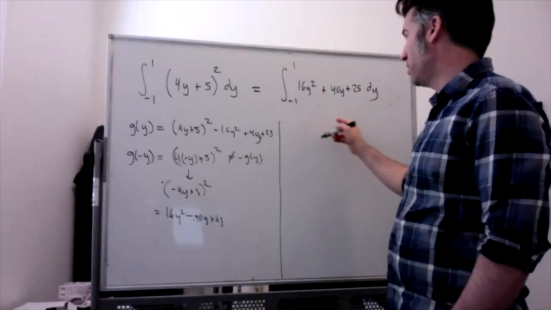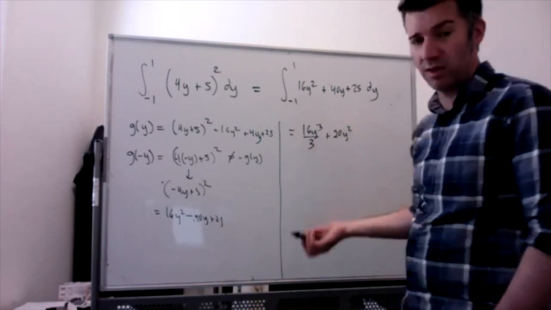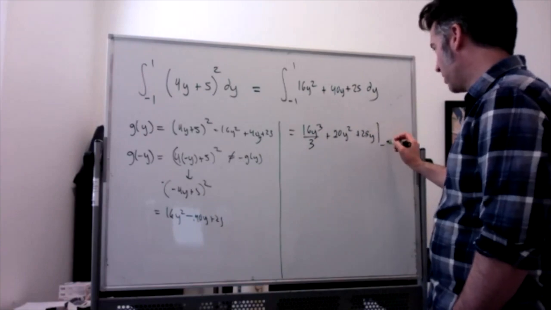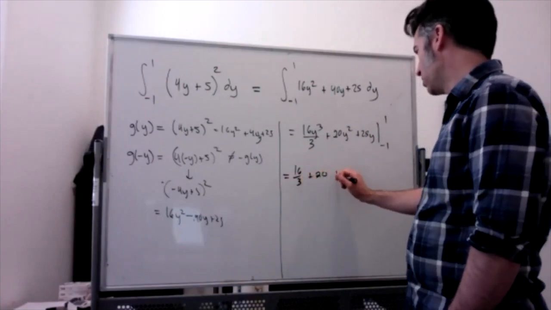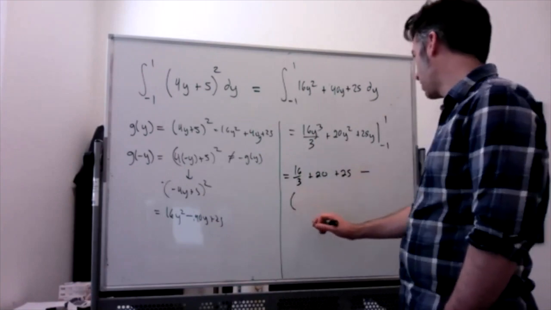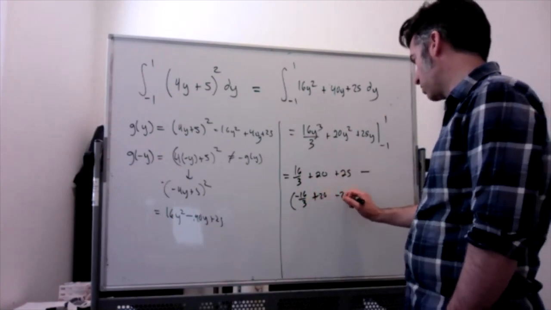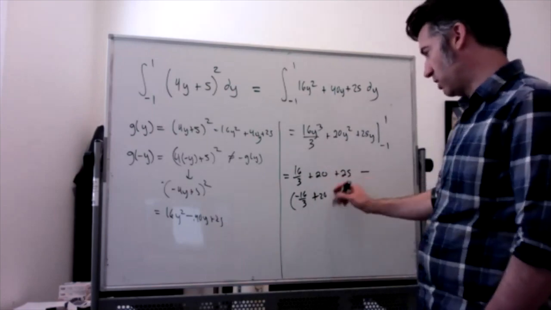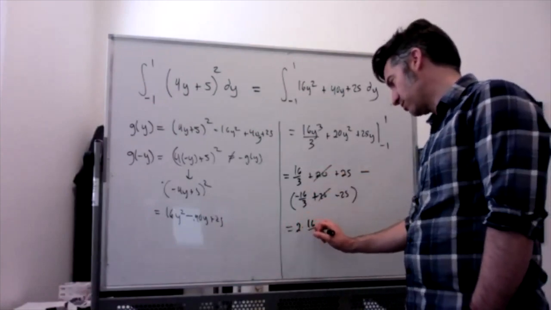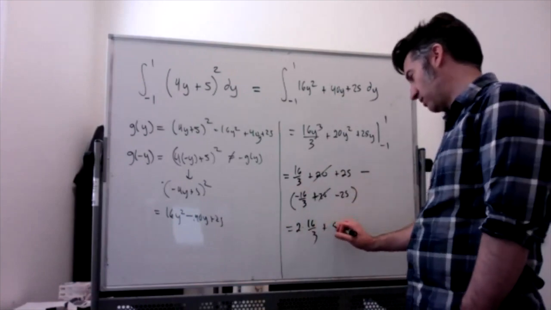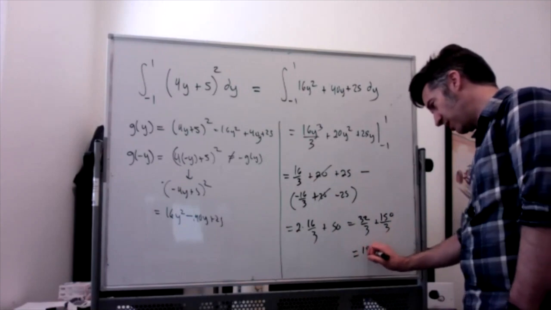So let's see. If we integrate this, we're going to get 16y cubed over 3 plus 40y squared over 2, which is 20y squared, plus 25y, from -1 to 1. Plugging in the 1, I'm going to get 16 thirds plus 20 plus 25, minus plugging in the -1, I'm going to get -16 thirds plus 20 minus 25. So the 20s are going to cancel because it's 20 minus 20, but everything else is going to add together. 16 thirds minus negative 16 thirds is 2 times 16 thirds, and 25 minus negative 25 is 2 times 25. So I end up with 32 thirds plus 50, which is 150 thirds, so 182 thirds.